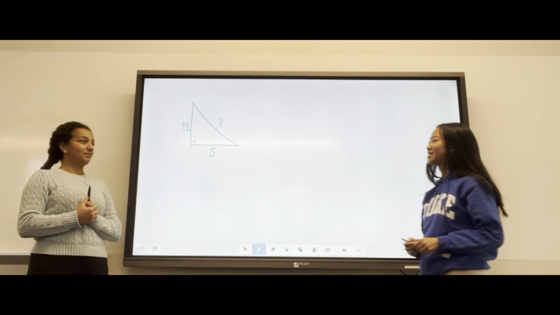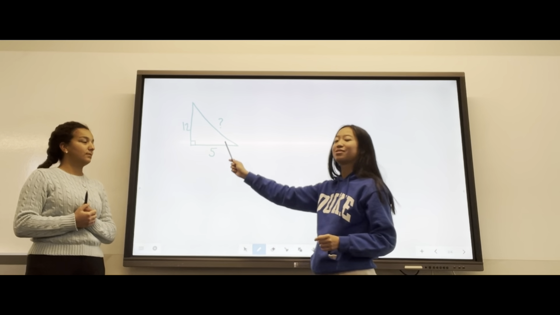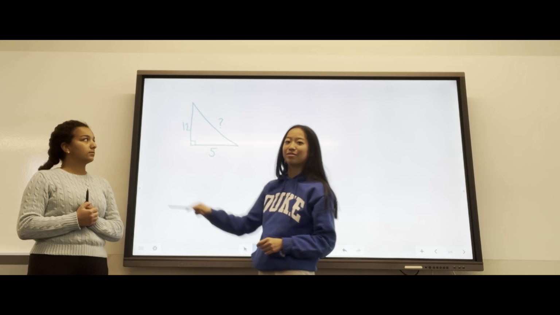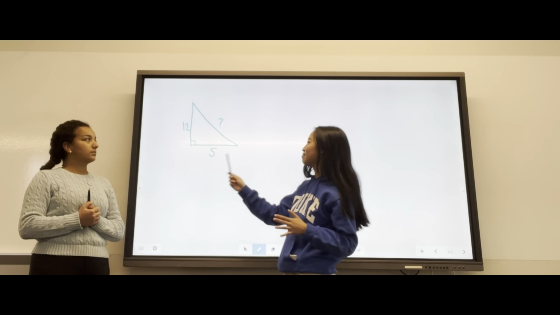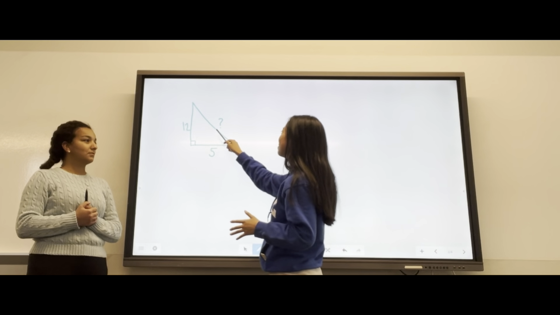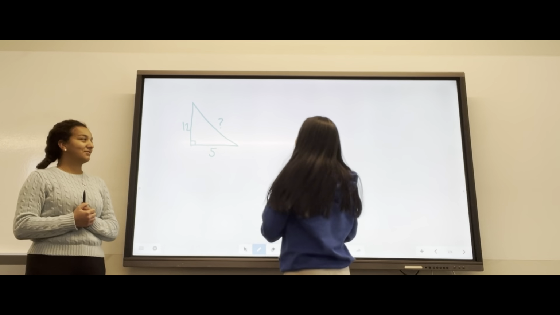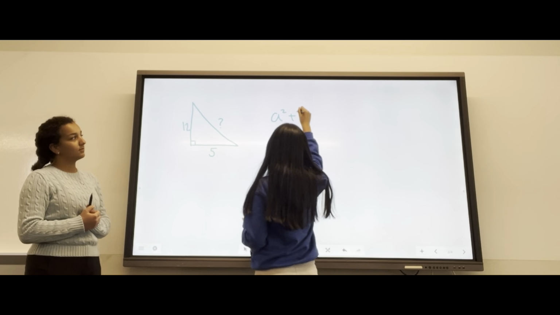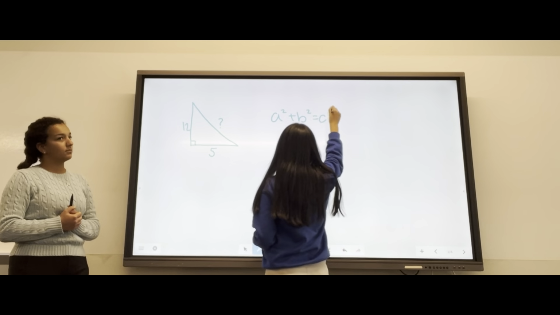So the question is, what is the length of this hypotenuse if the length of this leg is 5 and the length of this leg is 12? Now, technically, it doesn't matter if this is A or B, or if this is A or this is B. All that really matters is that this is C. So let's write out the theorem first. A squared plus B squared equals C squared.